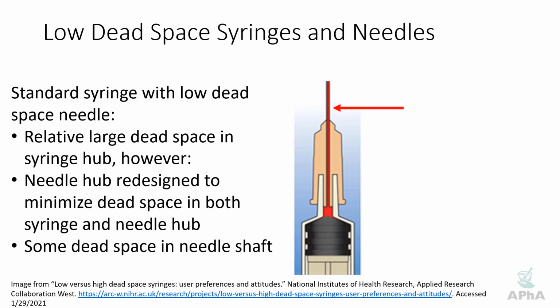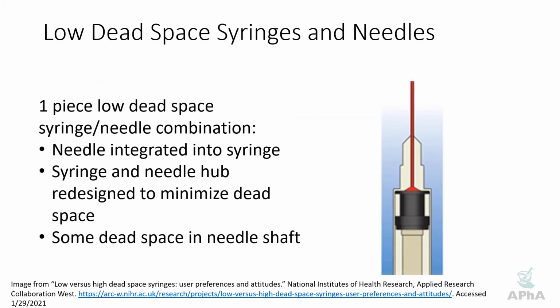And the best option of all, if you can get them, are these one-piece low dead space syringe needle combinations. So the needle is actually integrated right into the syringe, and here, as you can see, the syringe and needle hub are redesigned to minimize dead space. So it's very, very low dead space. And of course, as always, we still have some dead space in the needle shaft. Nothing we can do about that. So those are the different options as you're thinking about low dead space syringes and low dead space needles.